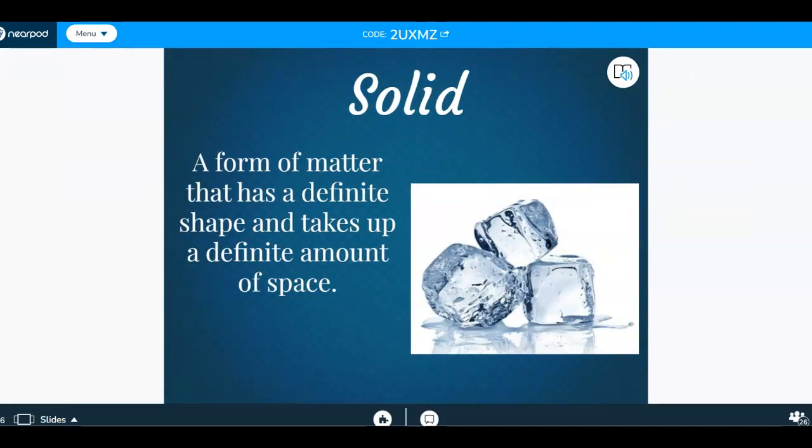Solids. Who can tell me what you remember about solids? Yes, you can look at the board, you can look at your notes, you can look at the anchor chart, or you can just remember what you remember. Victoria. They have a definite shape. Take up a definite amount of space. What else do you remember about solids? Because that's not the only thing that I wrote yesterday. Evan.